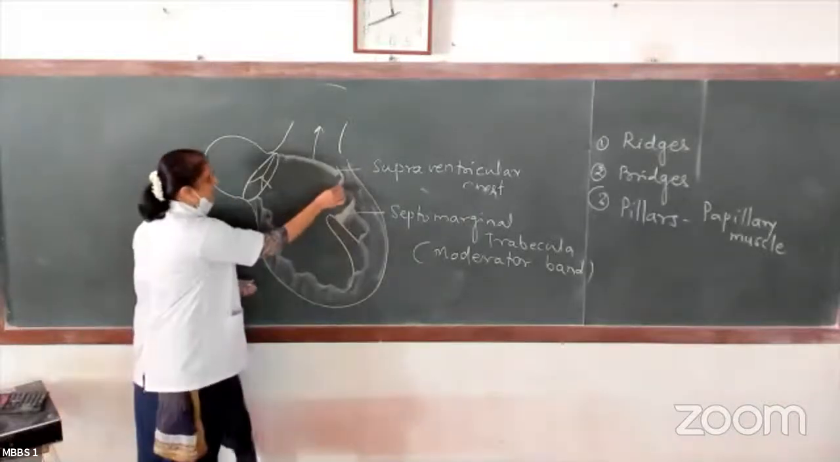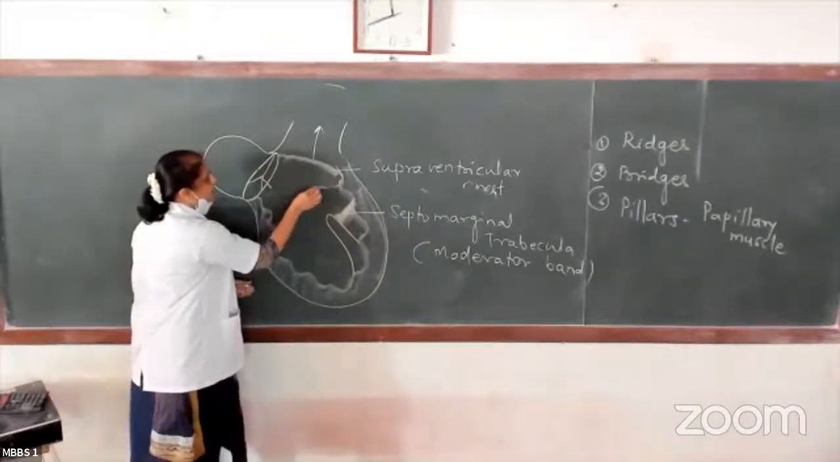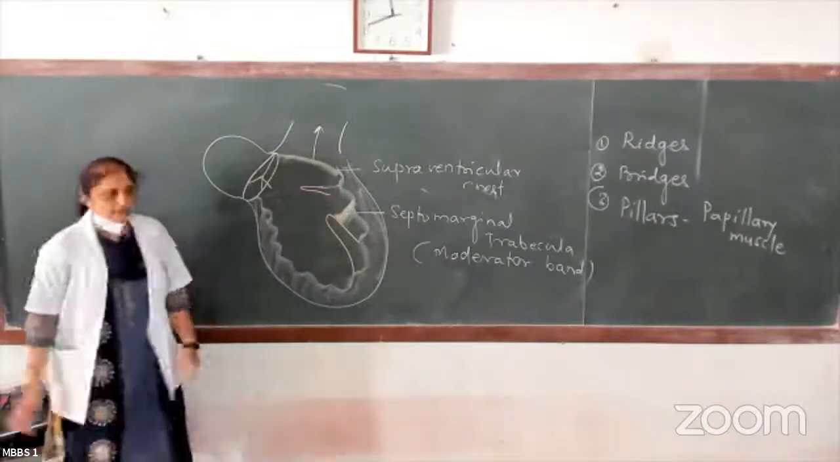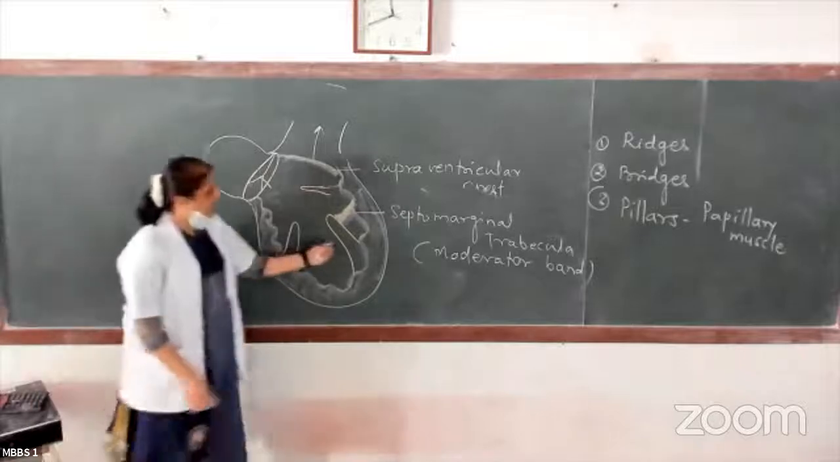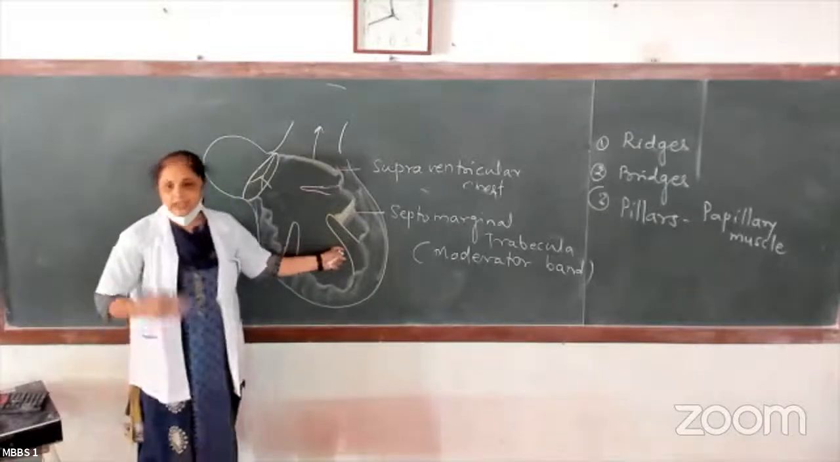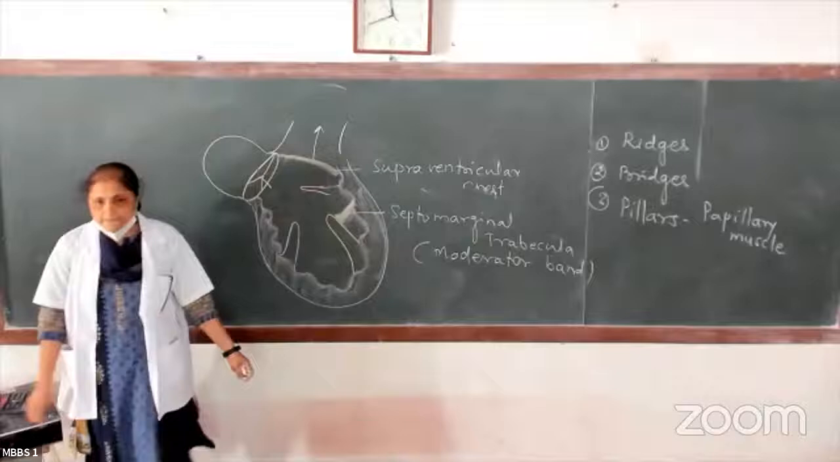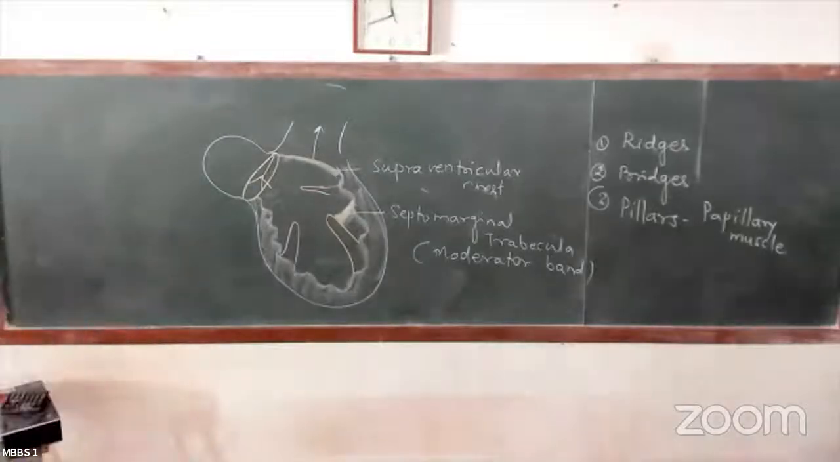The septal one is coming from the septal wall here. You can see it is a very small papillary muscle. The posterior is coming from the posterior wall of the right ventricle, while the anterior is the thickest and present on the anterior or sternocostal wall of the right ventricle. Such three papillary muscles are situated in the right ventricle.